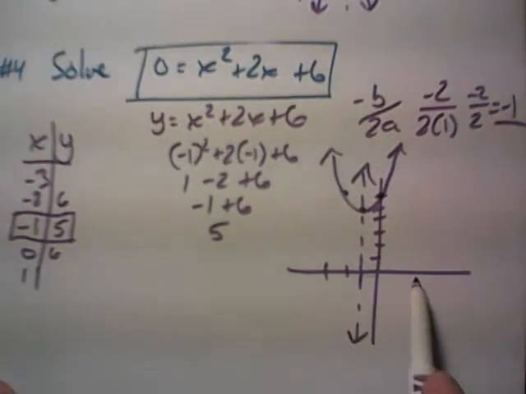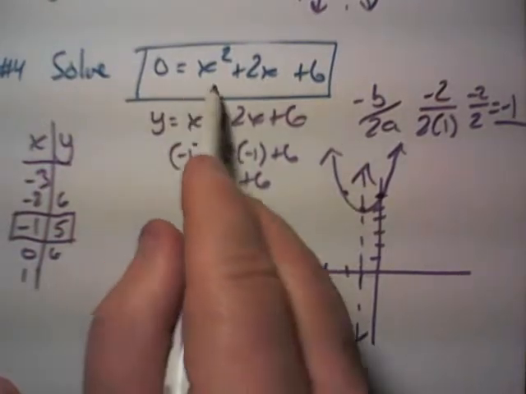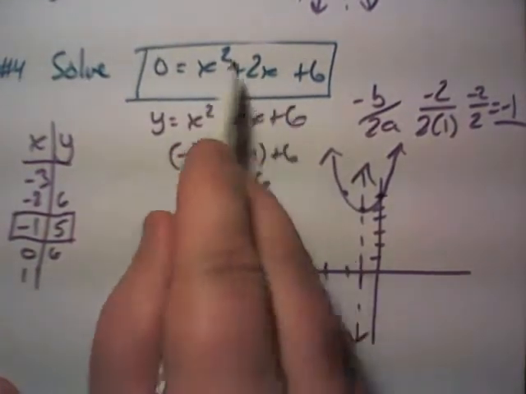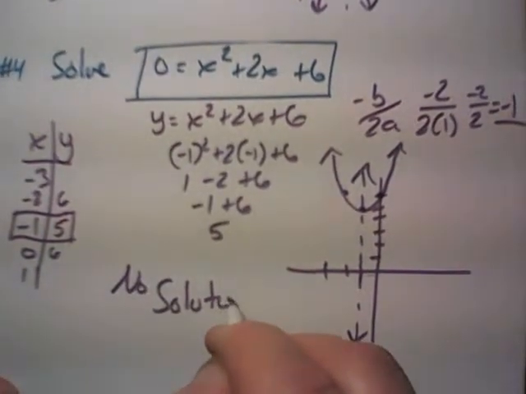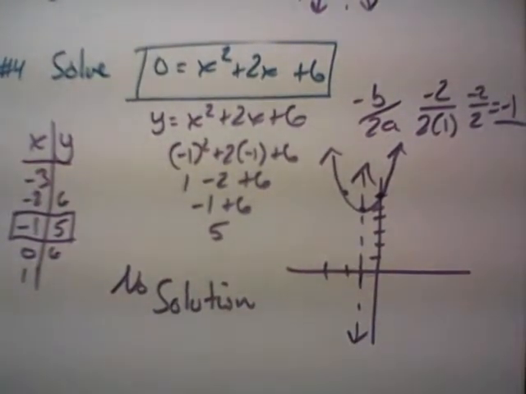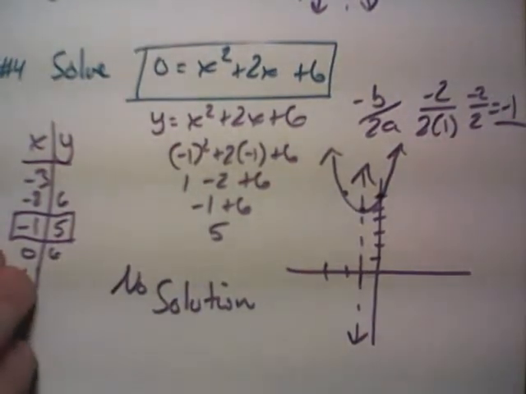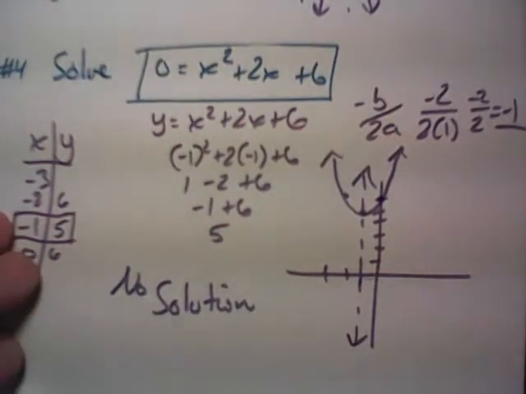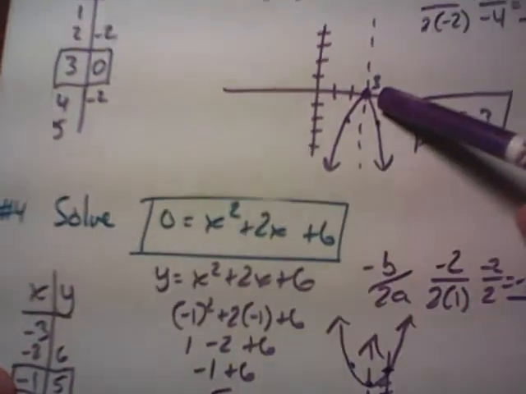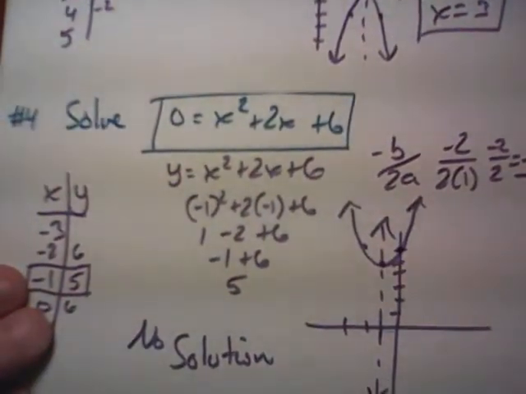So where are my solutions? Where does it cross the x-axis? Well, you can see here that it doesn't cross the x-axis, which means there isn't a value for x that makes this equation equal to 0, which means there's no solution. And so there are three different things that could happen when you solve these equations. You could get two solutions like we had in example 1 and example 2. You could have one solution like we had in example 3. And then you could have no solutions like we have here in example number 4.